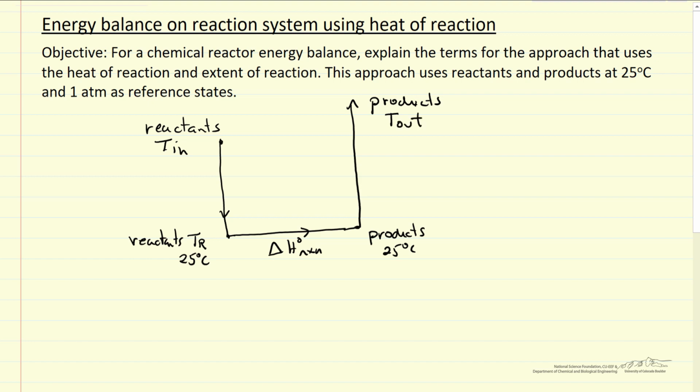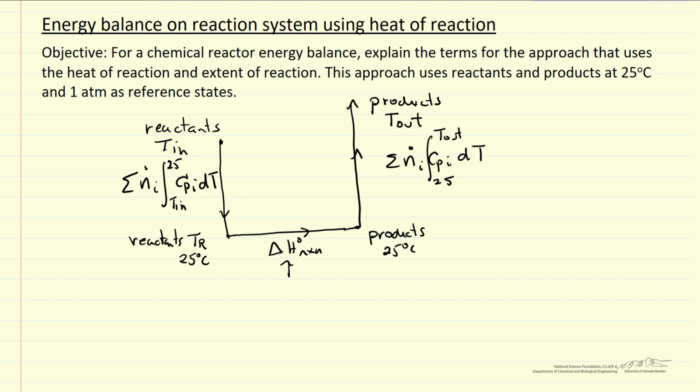So essentially we're carrying out, calculation-wise, 3 steps, and we add up the enthalpy change for these 3 steps, and that's equal to the other term in the energy balance. This term is going to be a sum of the molar flow rates and the heat capacities, integrating over temperature from 25 to the outlet temperature. And likewise, this is a sum. In this case, we would integrate from the inlet temperature to 25 for reactants, and of course any inerts that are also in the feed.